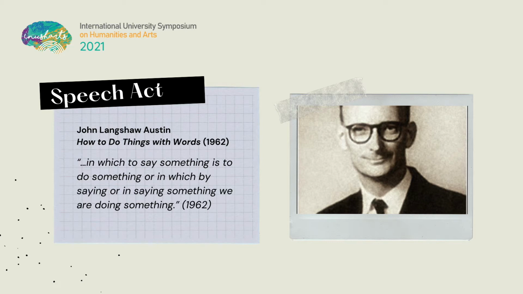Speech act theory was first put forward by British philosopher John Langshaw Austin. He was perhaps best known for his contribution in developing the speech act theories. The speech act theory was first talked elaborately through his book How to Do Things with Words, which was published in 1962. In his book, Austin described speech act as an action in which to say something is to do something, or in which by saying or in saying something, we are doing something.